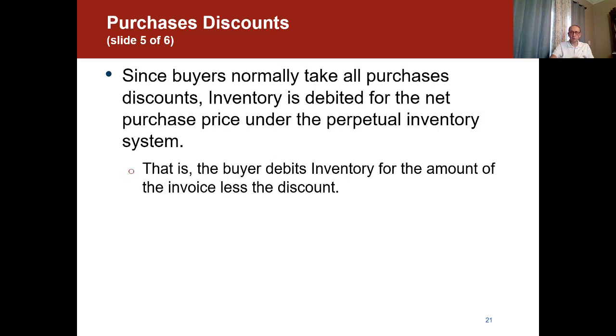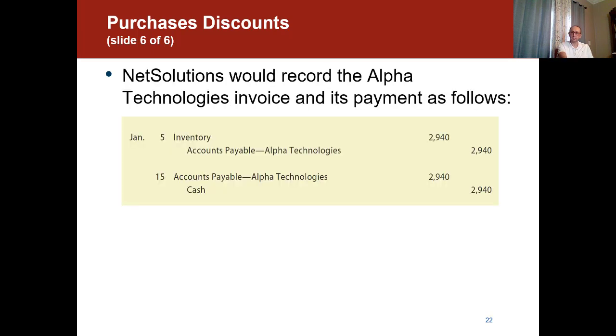So since buyers normally take all purchase discounts, inventory is debited for the net purchase price under the perpetual inventory system. That is, the buyer debits inventory for the amount of the invoice less the discount. So let's see the journal entry for that. So Net Solution would record the Alpha Technologies invoice and its payment as follows.